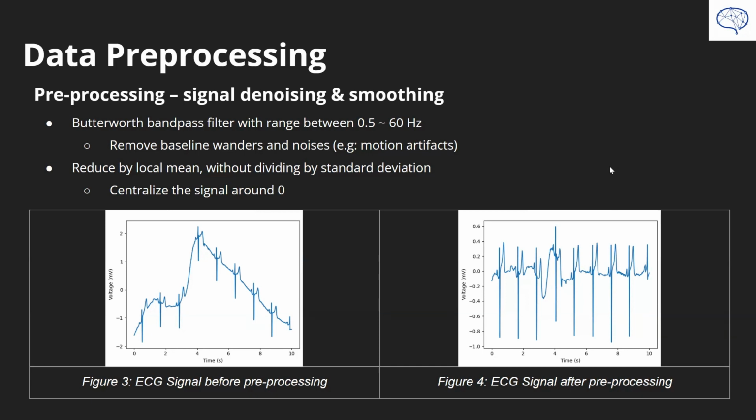So here's an example where an original signal on the left gets preprocessed and becomes the signal on the right picture. So we can see that the removal of baseline wander greatly improved the signal quality, despite some minor artifacts can still be seen in the sharp drop.